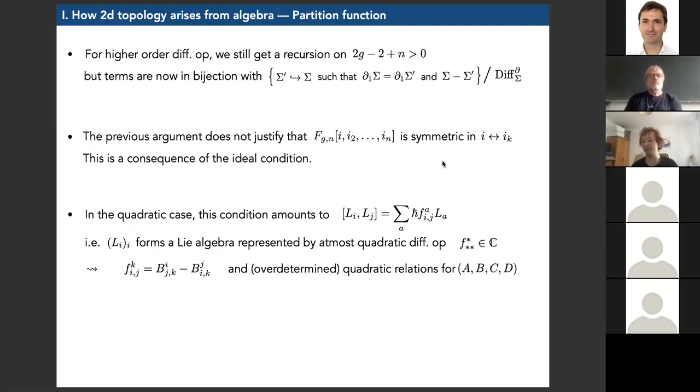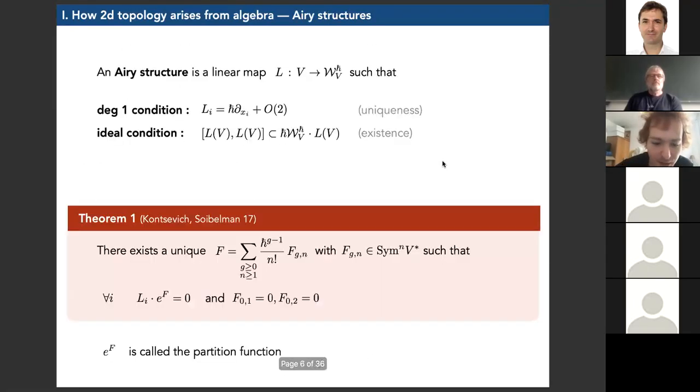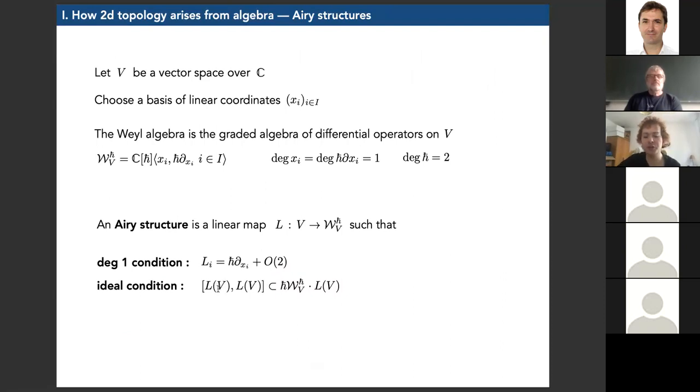It is not totally obvious that this formula produces something symmetric, but this is a consequence of this condition of compatibility, which I wrote here: when you commute two differential operators, it's in the ideal generated by this family of differential operators. Somehow this is some kind of holonomicity condition which is sufficient to ensure the existence of a common solution to all of these PDEs.